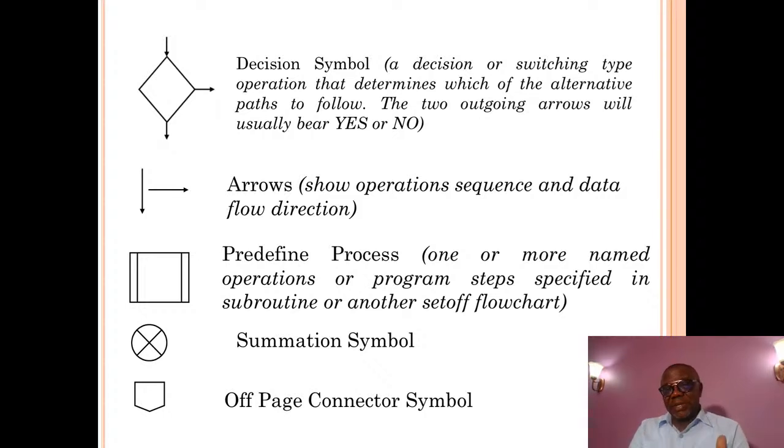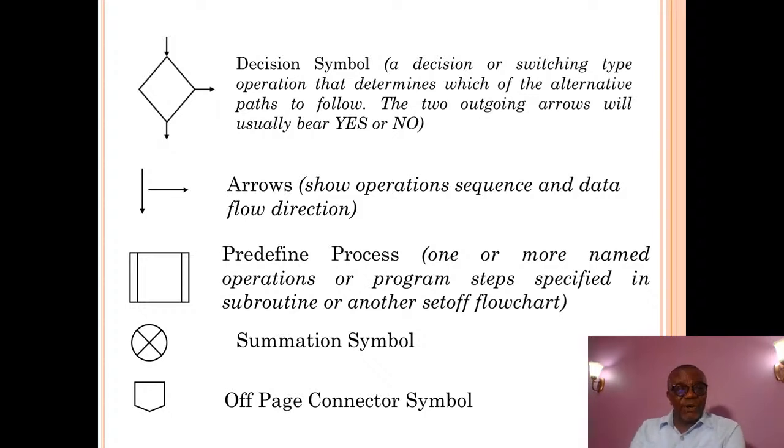It is carelessness if you make this symbol to have 4 terminals. Then what you have done is not a flow chart. It must be 1 arrow going in and 2 arrows going out. Of course, we have the arrow lines which show operation sequence and data flow directions.